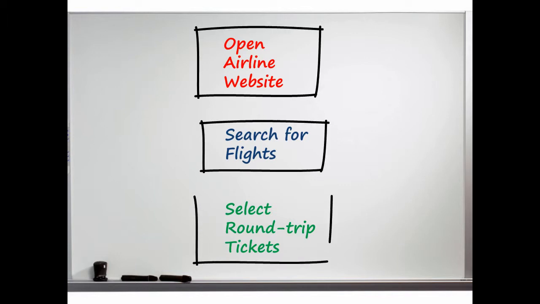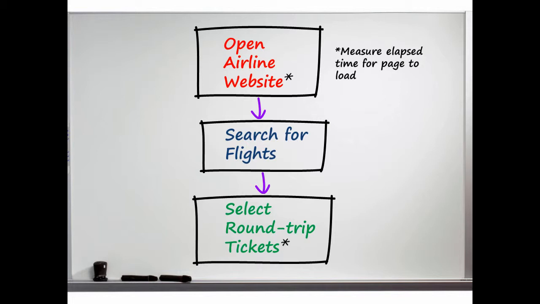Now, let's also say we want to know not only how long this process takes overall, but how long specific functions within the overall process take. For example, we can track the amount of time the website takes to load, as well as the time elapsed to reveal a total trip cost for the flights we specify. Believe it or not, the hardest part of creating a scenario has just been completed.